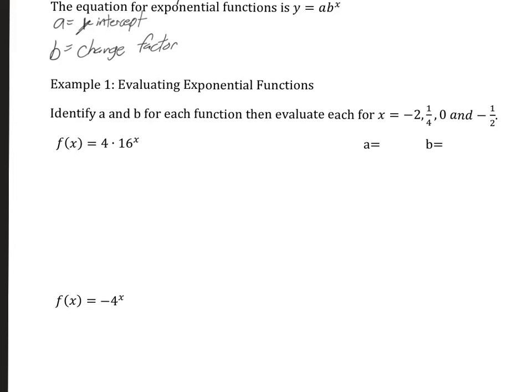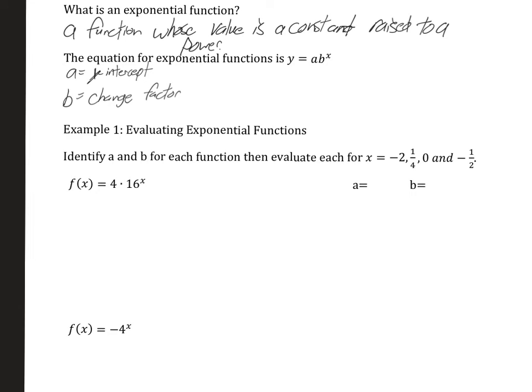Okay, so the very first thing, looking up above, a is what's out in front. So what's the first thing? 4. So a equals 4. B is just 16. Now, what we're going to do is, I'm doing x equals -2. I'm going to take my equation from above, so 4 times 16 to the -2nd.